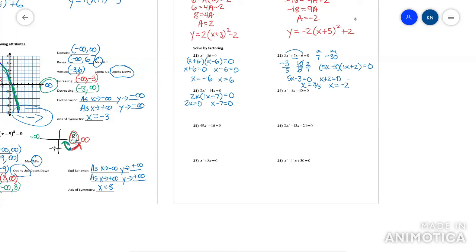So this first one, you would just divide by 2 here. 0 divided by 2 is just 0. And then the second one, just add 7. So you get positive 7.